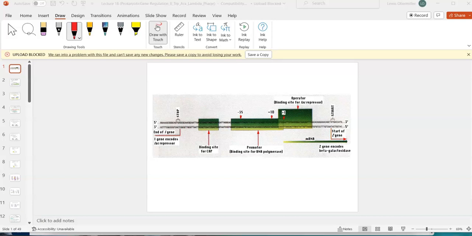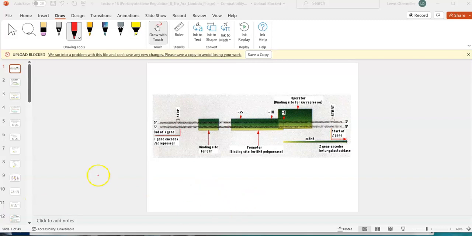Okay, class, we're going to call this lesson 23. This is from the lecture 18 PowerPoint slides, and lecture 18 is entitled Prokaryotic Gene Regulation 2. This covers the tryptophan, the arabinose, and the lambda phage systems. These are prokaryotes, and lambda phage is a virus. So, prokaryotic gene regulation, part two.